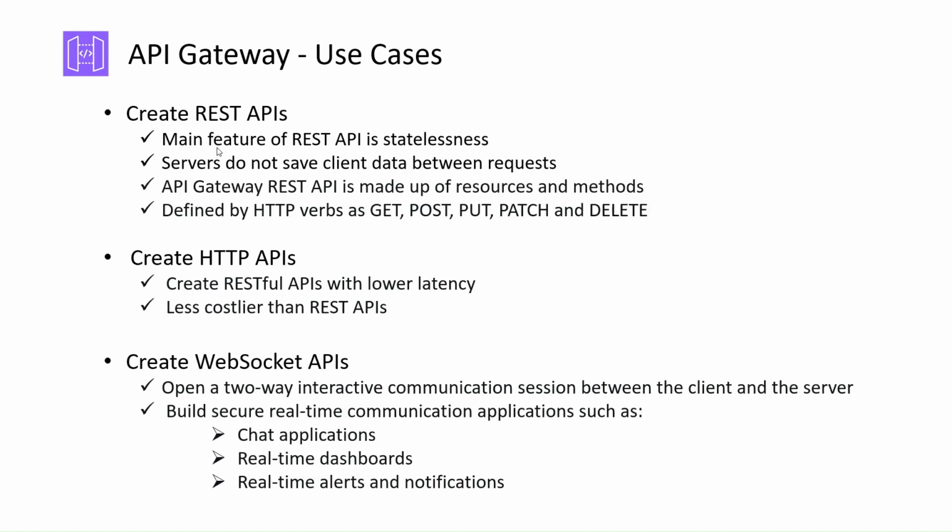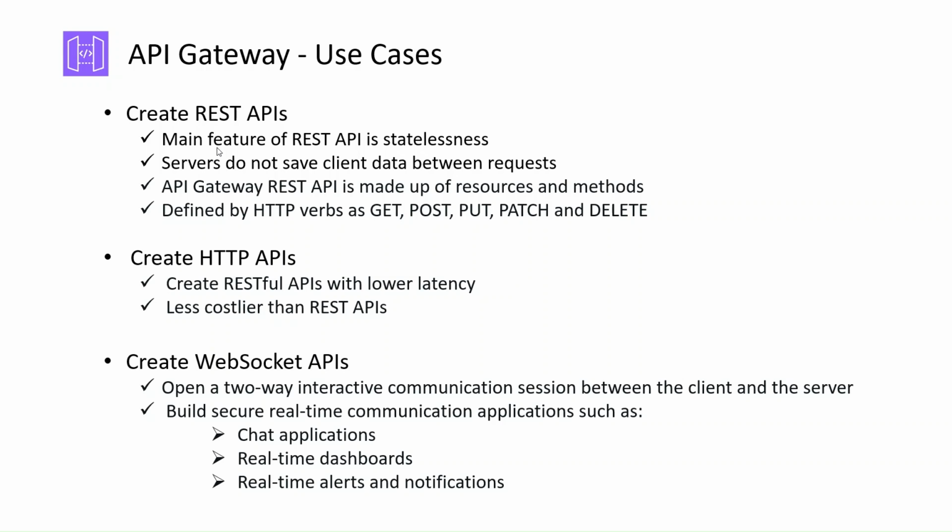Next, API Gateway use cases. One of the main use cases of API Gateway is we can create REST APIs using the API Gateway. First, let's see what are REST APIs and how API Gateway supports creating REST APIs. REST stands for Representational State Transfer. The main feature of REST API is statelessness. Stateless means that servers do not save client data between requests.